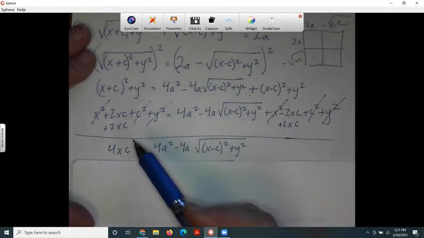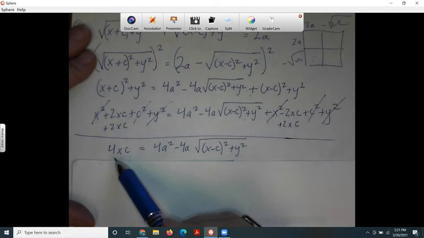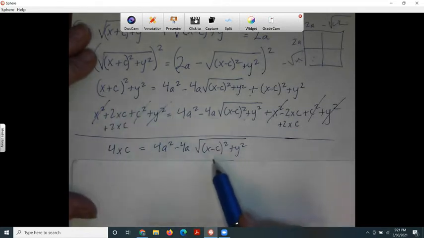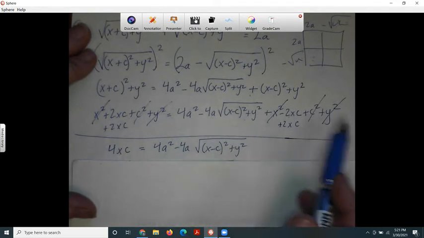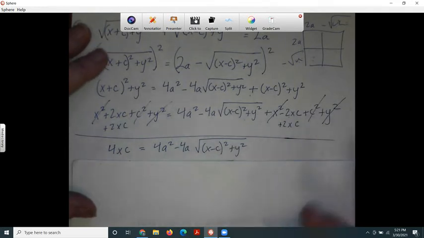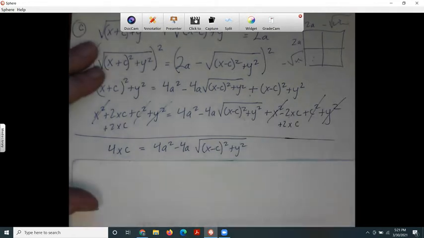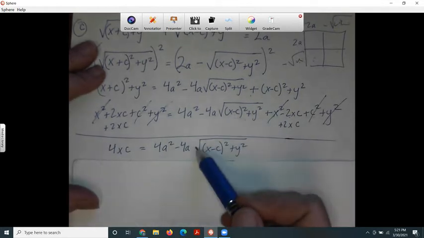And so then that leaves me with just this is 4xc, everything else canceled out. And then this comes down, all that stuff's gone. So that makes me feel better. And it said I needed to have, oh, well, first before I get the x and y on the same side, I have to get rid of this radical.